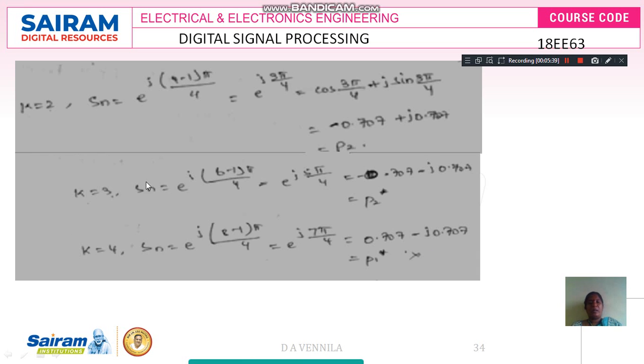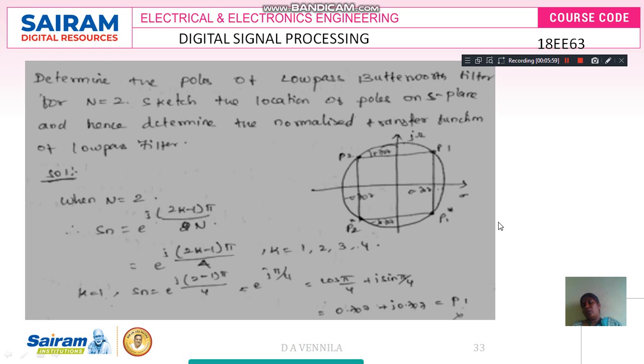And coming to the next one, k equal to 3, we are getting P2 star. This is the conjugate of P2, so it is taken as P2 star. And here P1 star is the conjugate of P1, so that we have written. So this P1 star and this P1 both are located in the right side, so this will create instability of your analog transfer function, so we are not going to consider P1 and its conjugate. We are going to consider only P2 and P2 star, because they are located in the left half of the S-plane. These poles will create stability.